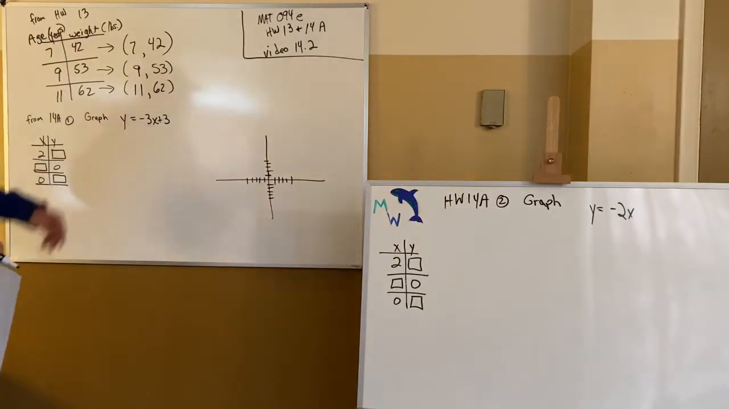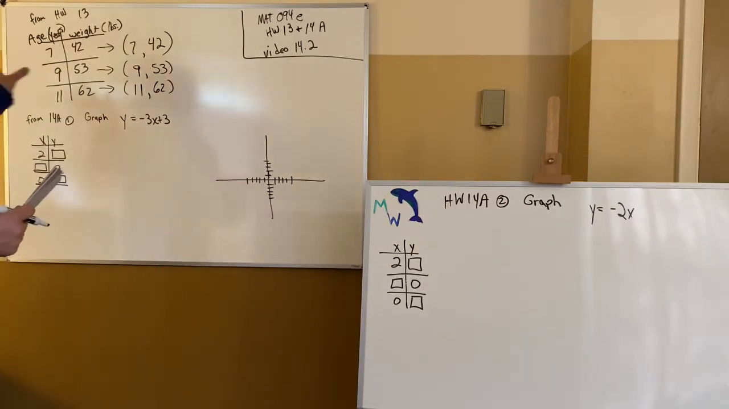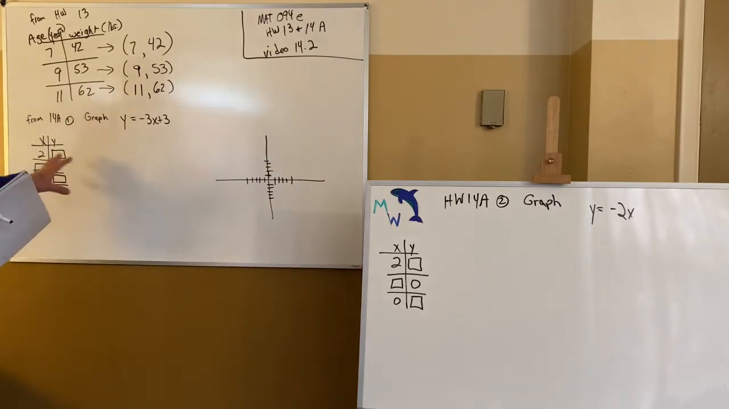How old you are helps determine how much you weigh. And that's all it is. And you've seen me doing it when I do my ordered pairs here, when I create something in the T-chart and then I turn it into an ordered pair.